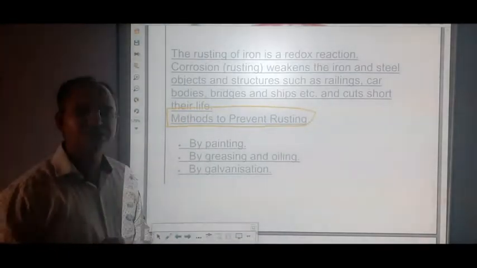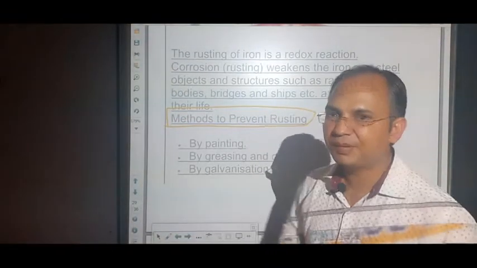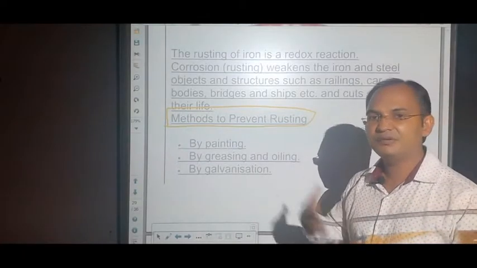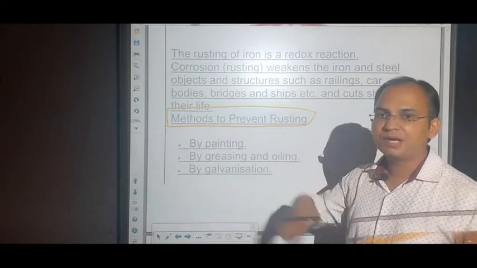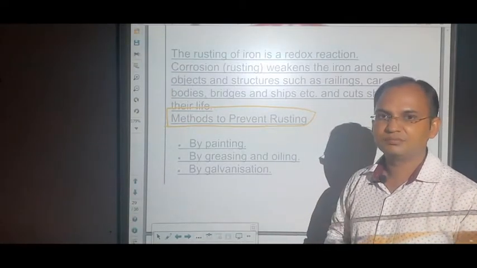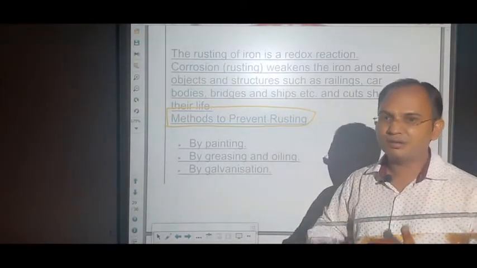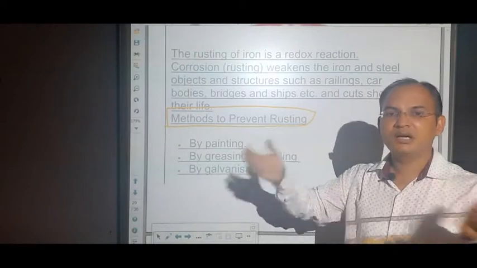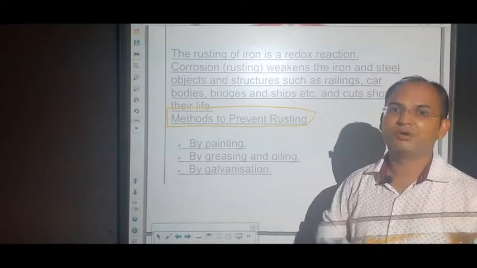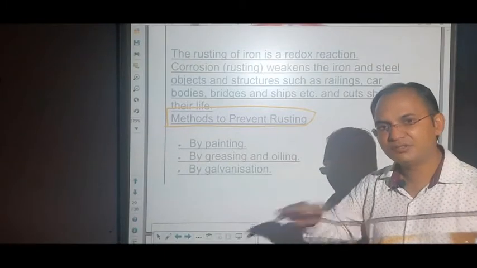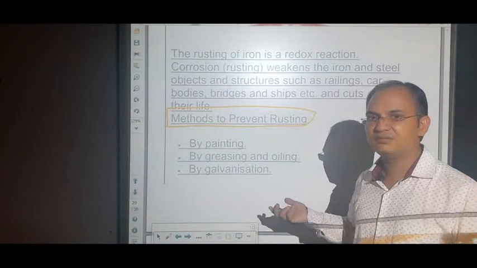We can prevent the rusting of iron by different methods in our day-to-day life. The main method is painting. Sometimes if we have to protect the iron from rusting, we apply paint on the surface of the iron. This coating of paint cuts down the contact of the surface of the iron with its surrounding, with the environment, from which it can get oxygen and moisture. So if the surface of the iron does not come in contact with moisture and oxygen, then rusting of the iron will be stopped.